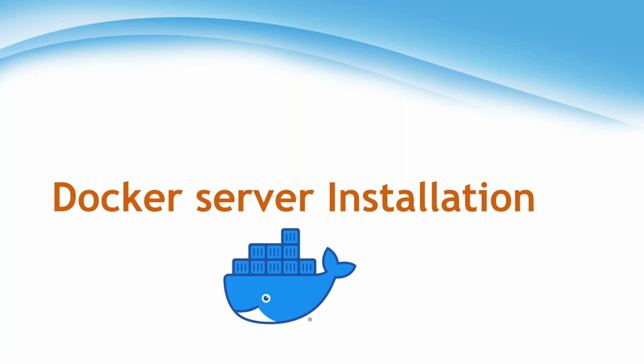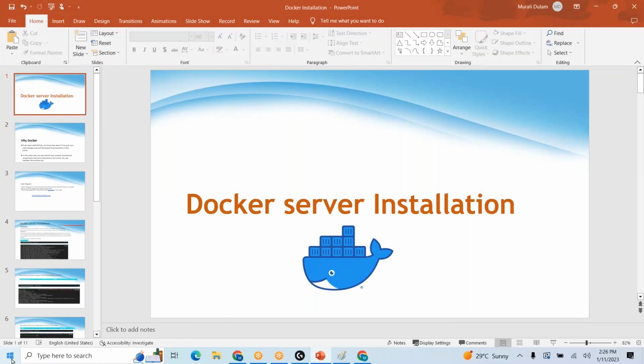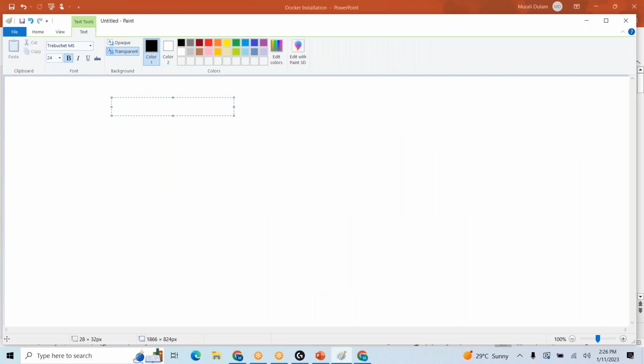Now, let us try to install Docker. Let us try to understand what are the prerequisites we need to install Docker. Prerequisites. Today, let us try to install Docker using an Ubuntu server. We need one Ubuntu server. Install Docker. Once we install Docker, install one application, a test application.